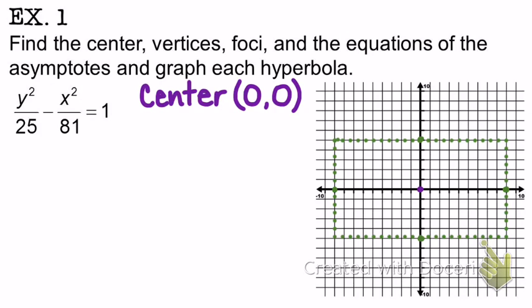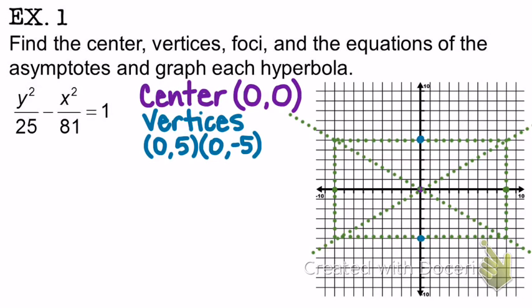Then we're going to draw the diagonals of the box, and these represent our asymptotes, and we'll come back and write the equations of those in a little bit. Okay, so the vertices of the hyperbola: since y squared is first and positive, this is going to be a vertical hyperbola, and the vertices are the top point on the box and the bottom point, which would be 0, 5, and 0, negative 5.